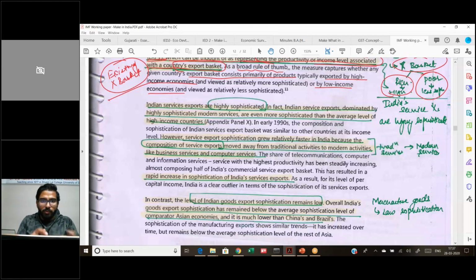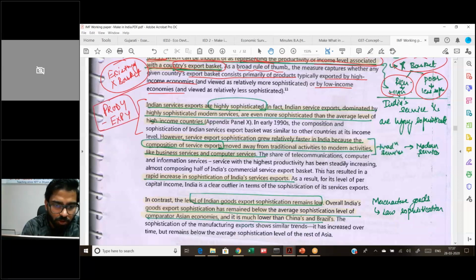So if you see the difference between the PRODY minus the EXPY, it will not be much when it comes to service exports, especially modern service exports. Whereas this difference will be huge when we talk about manufacturing exports.